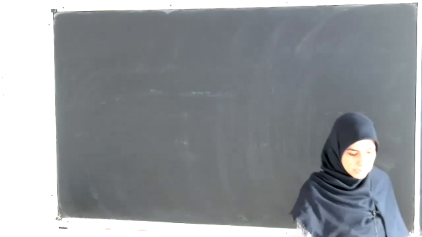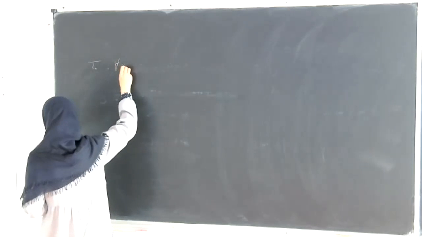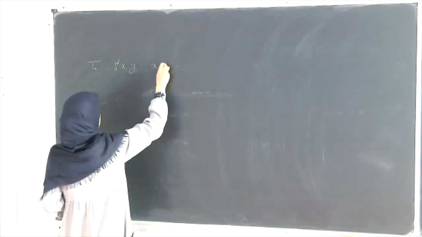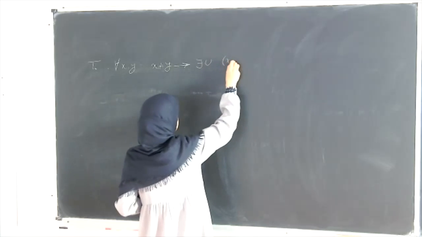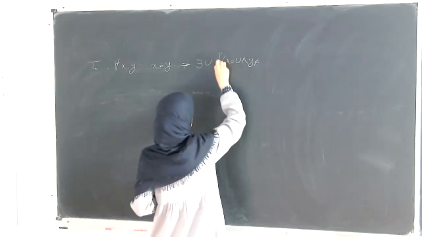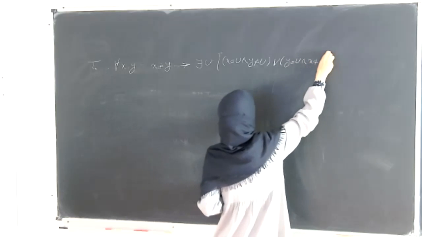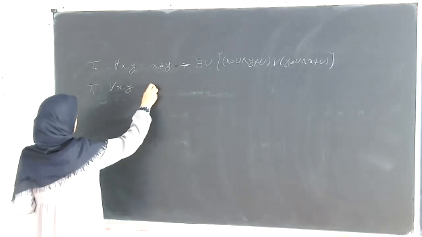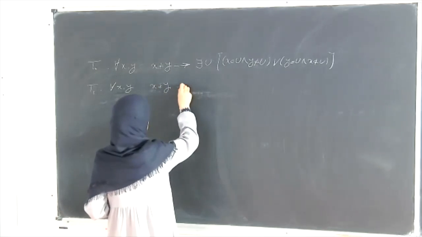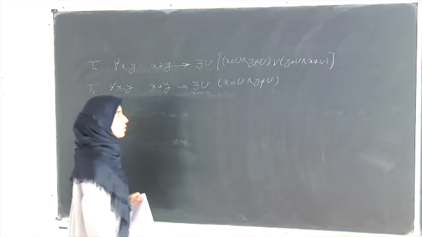Now I want to show that if X is a TD space, let's first review the T0 axiom, which says that for any points x and y, if x is not equal to y, then there exists some open set U such that x is in U and y is not in U, or y is in U and x is not in U. That's the T0 axiom, and the T1 axiom says that for any x and y, if x is not equal to y, then there exists U such that x is in U and y is not in U.